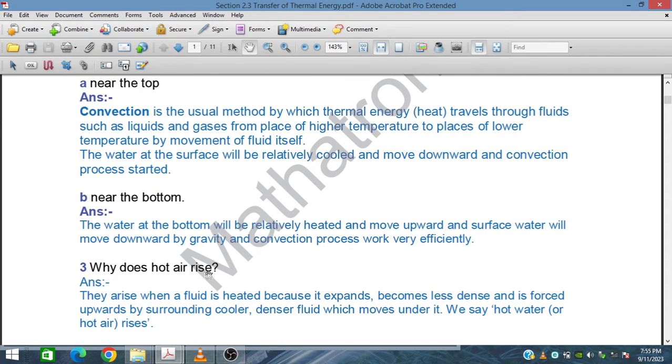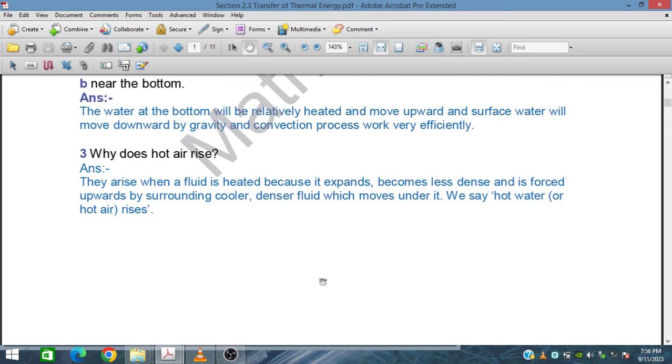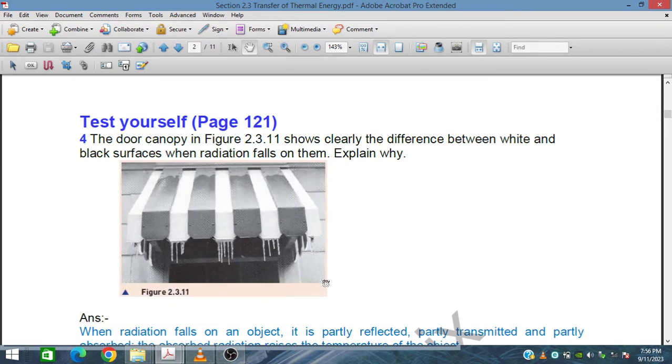Why does hot air rise? Because of low density. When a fluid is heated, it expands and becomes less dense, and it is forced upward by surrounding cooler, denser fluid which moves under it. We say hot water or air rises. So that is why we say the hot air or water or fluid always rises, because it expands and its density decreases.